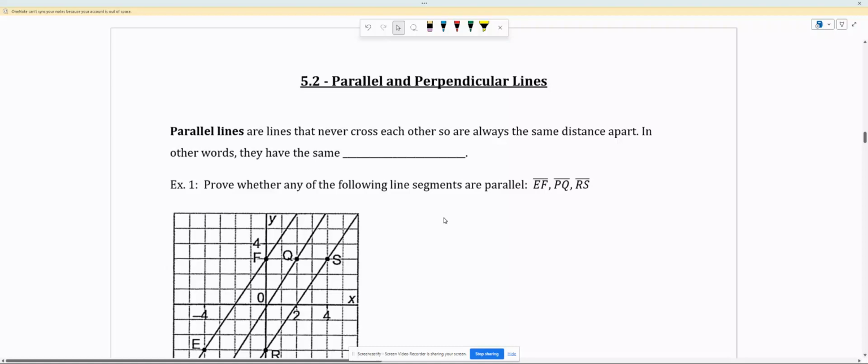Welcome back, Math 10s. We're going to do 5.2. We're looking at special lines that are related to each other that can be parallel or perpendicular or neither. So let's take a look at this.